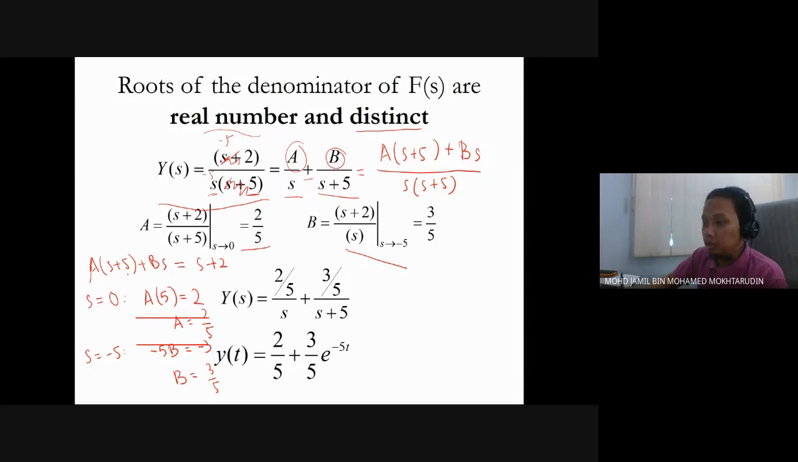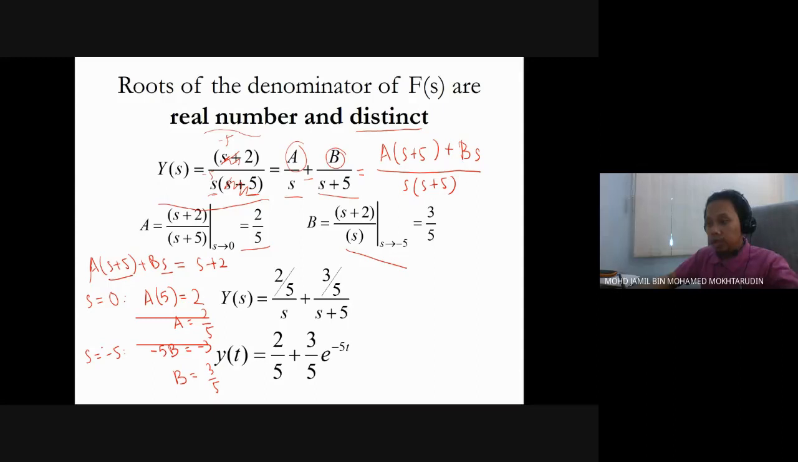Basically, you need to look at the roots. The root here is s = 0, so you choose s = 0 and substitute back into the original equation here. When s = 0, you get 5 times a, and the bs term is 0 here, equals 0 + 2, so you get 2. Simplify, and you get a = 2/5.